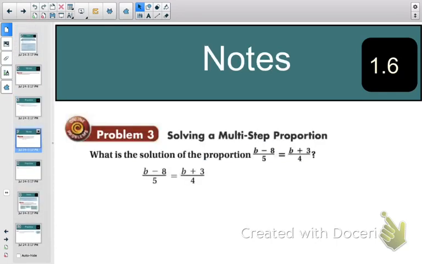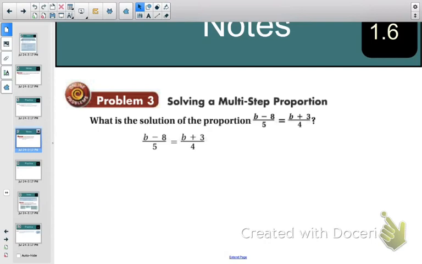This is going to be pretty short. Okay, so what the cross products property is really useful for is when you have things like this, where you've got variables on both sides. So this is a multi-step equation or a multi-step proportion.